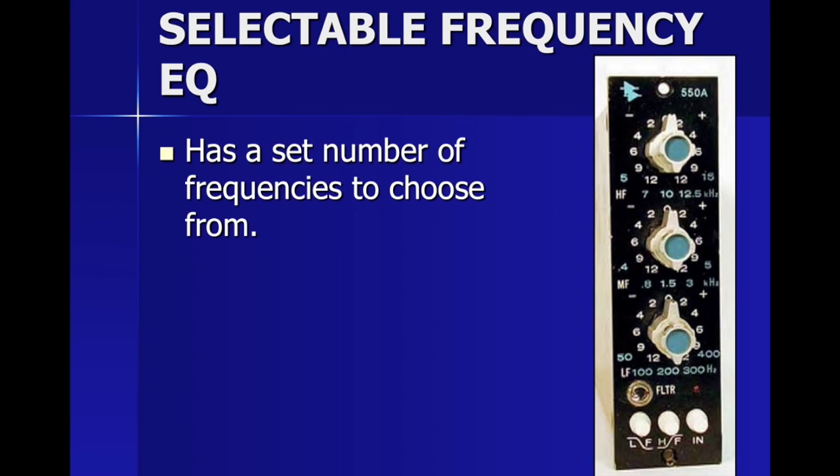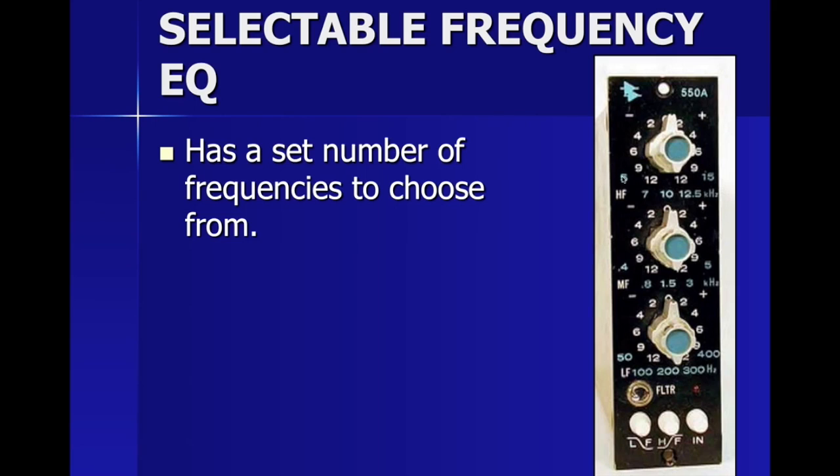Let's take a look at a selectable frequency EQ. So generally you have different frequencies that you can choose from. This particular EQ is divided into 3 bands, which you can move around, and there's also a low pass and a high pass, and that just turns the filter on and off. And let's take a look at the high part.